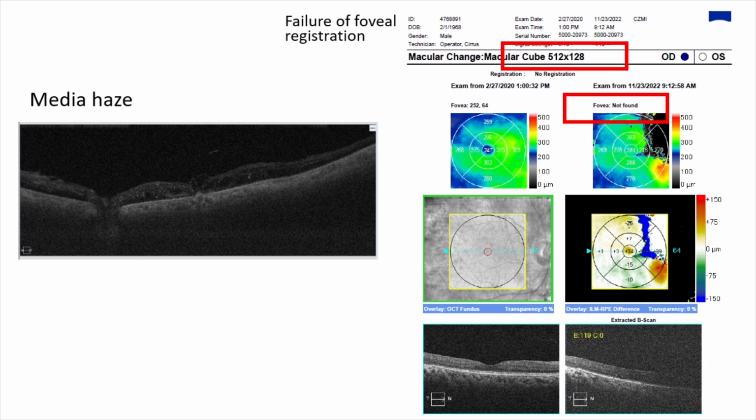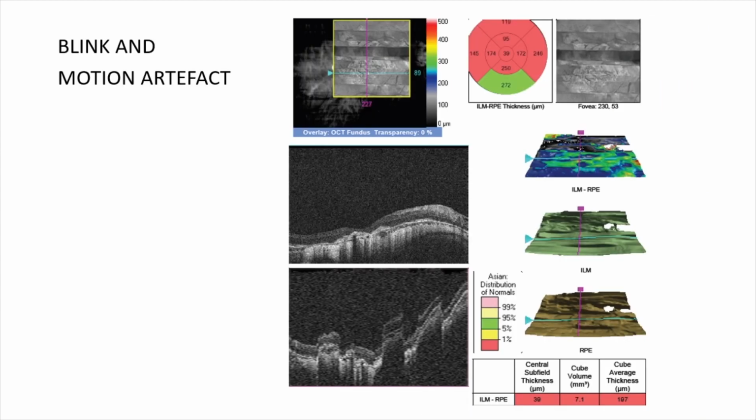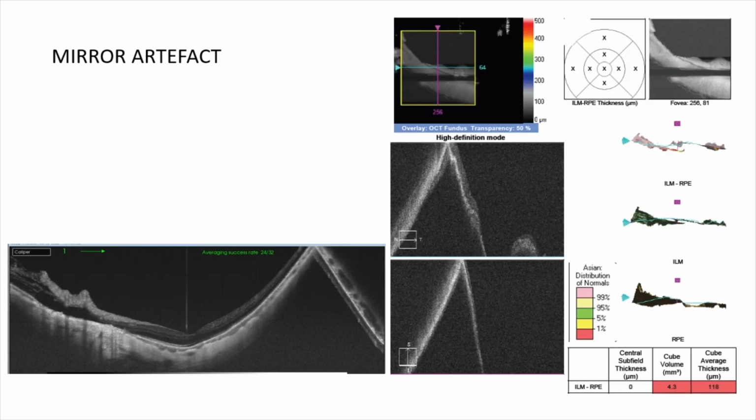Then it has moved up. There is something called signal strength also, which is written over here. It's covered by this line. That should be more than 6 or 7 to get a good quality scan. This is a blink artifact. So here again, these measurements we cannot rely on.